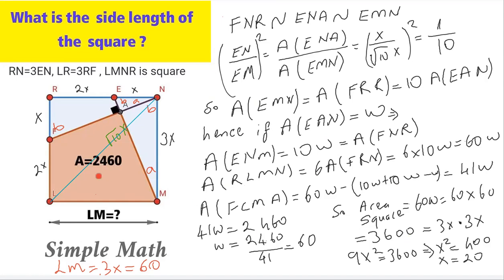3600 units square. But if one side is 3x, the square area is 9x squared. So 9x squared equals 3600 units square. From here, if we divide both sides by 9, x squared equals 400, and so x equals 20. And the question is, what is one side of LM? LM is 3x. If 1x is 20, 3x equals 60.